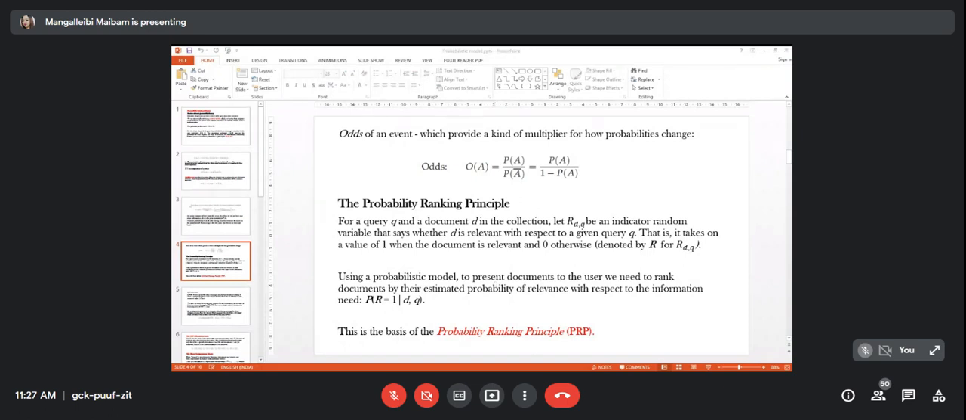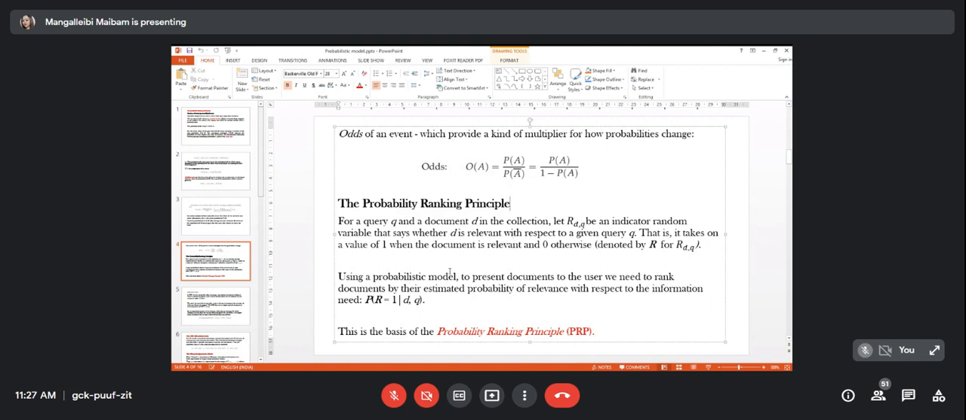Then the odds of an event. The odds of event A are given by the probability of A divided by the probability of the complement of A. And the complement of A can be written as 1 minus the probability of A. So this is the odds of an event. Then the probability ranking principle, PRP.